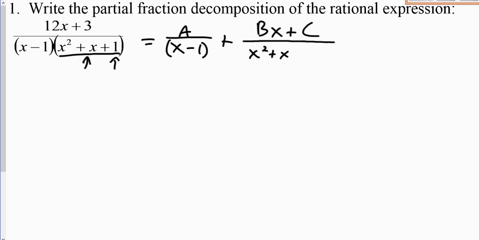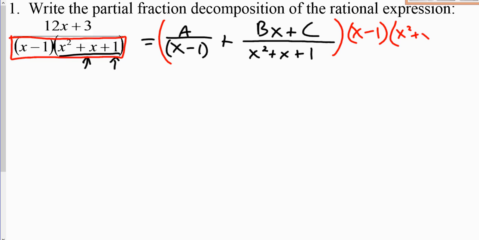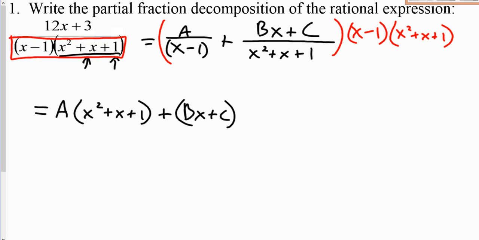So I've got to find that unknown variable in front of my x and my constant c, which is over my irreducible quadratic. Okay, so just like yesterday, we're going to multiply out our denominator to both sides. So if I multiply x minus 1 times x squared plus x plus 1 to this entire quantity, what's going to cancel out? The x minus 1s are going to cancel out when I distribute it to the a term. So I'm going to get a times x squared plus x plus 1, plus my bx plus c, where the quadratic is going to cancel out, and this is going to be multiplied by x minus 1. Well, this needs to be equal to 12x plus 3.